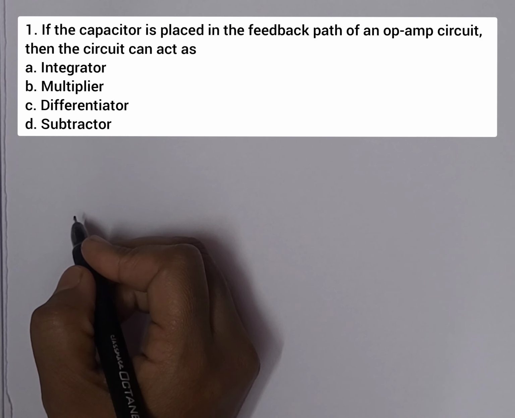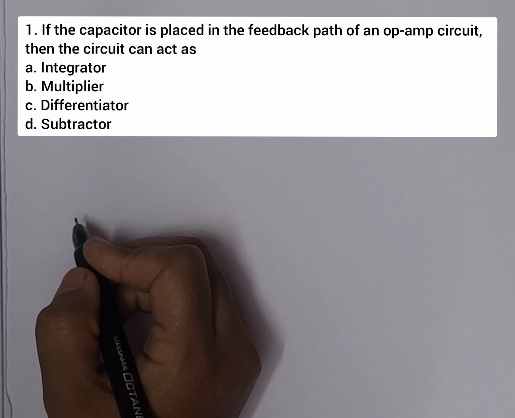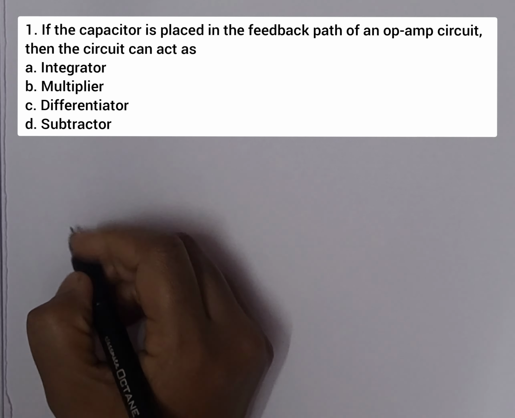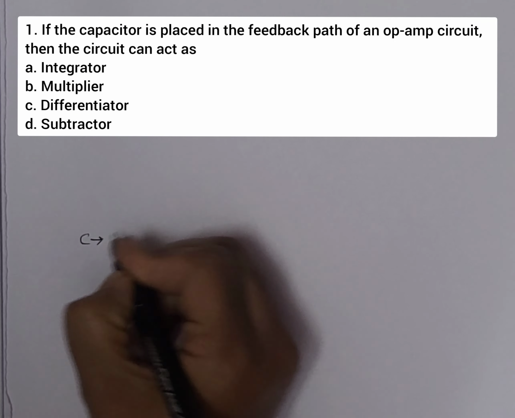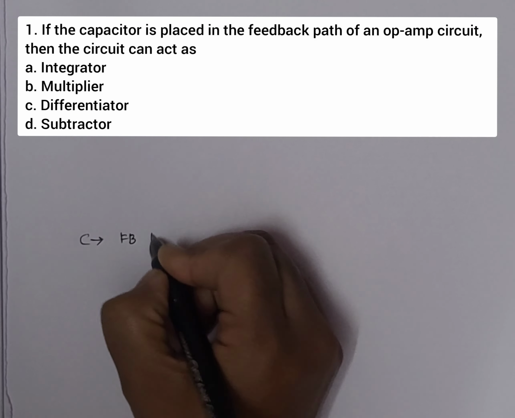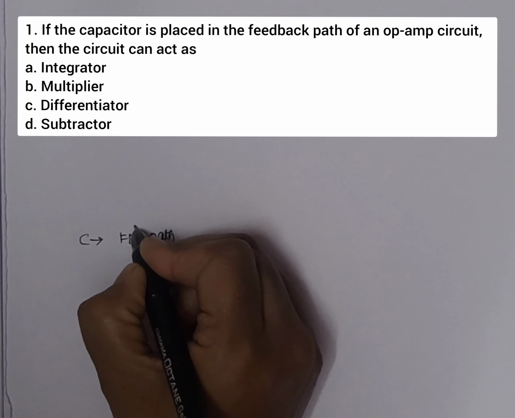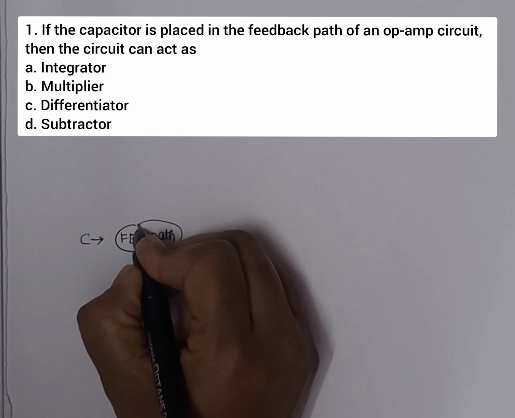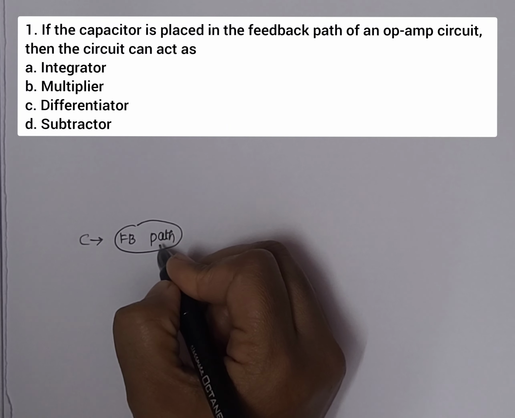First question: if the capacitor is placed in the feedback path of an op-amp circuit, then the circuit can act as integrator, multiplier, differentiator, or subtractor. So these are the options provided for us. So the answer is, whenever a capacitor is placed in the feedback path. So this is very important, the path where it is placed, because it plays an ultimate role.